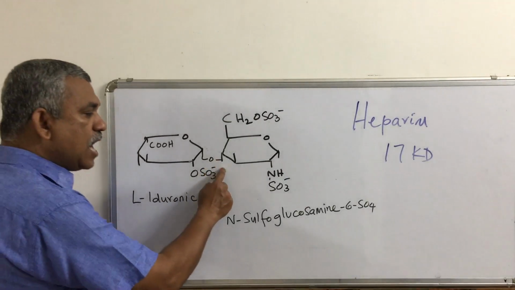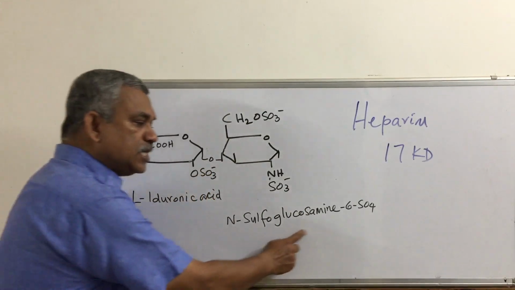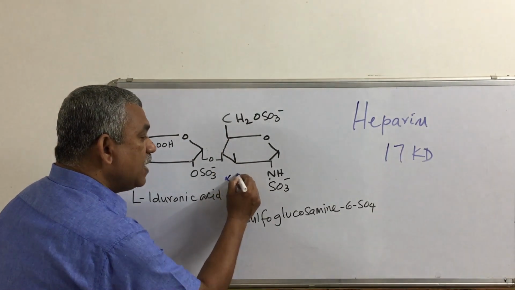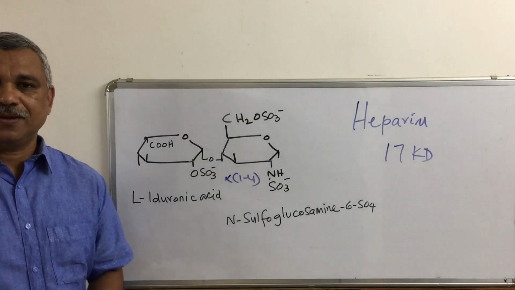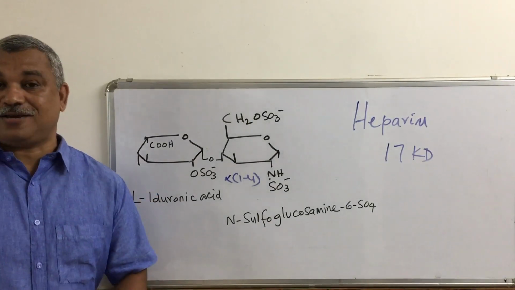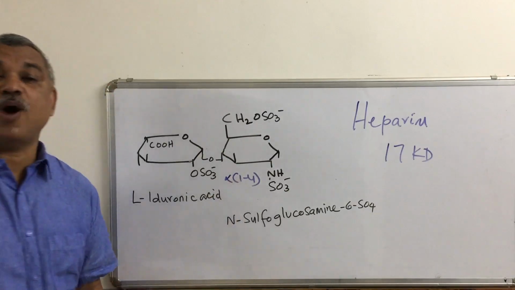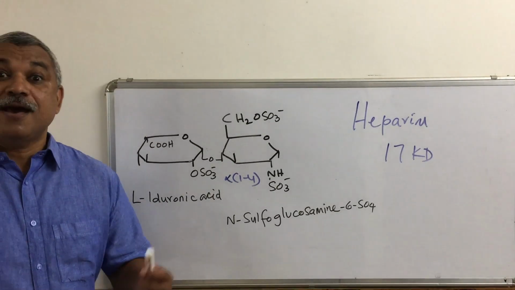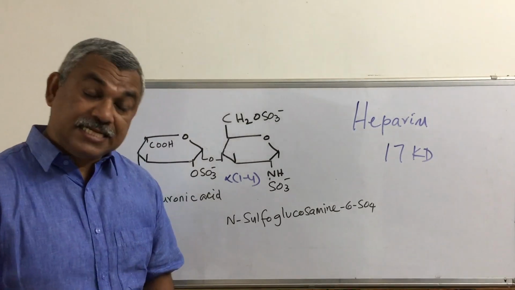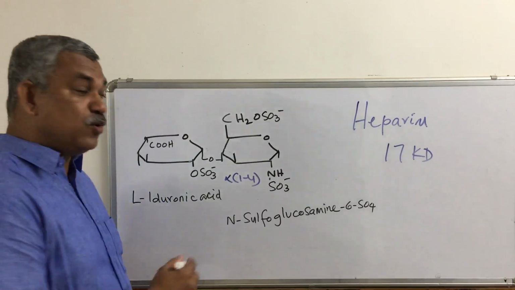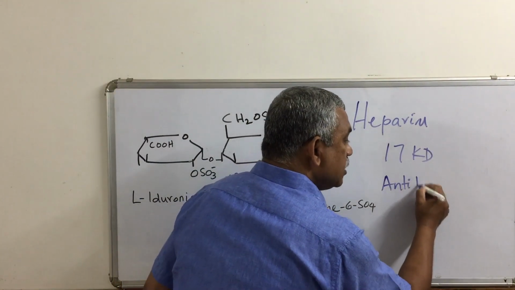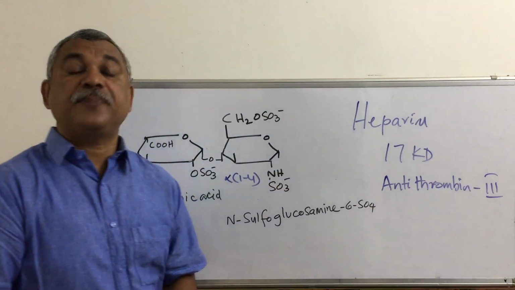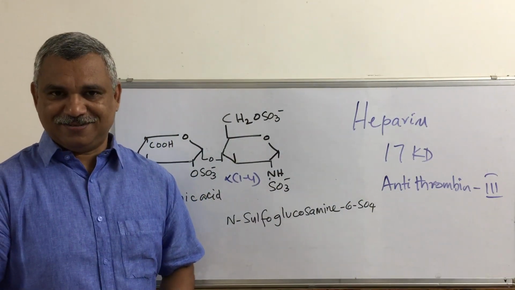Also observe that the kind of linkage which will connect iduronic acid with the N-sulfoglucosamine 6-sulfate will be alpha 1,4 linkage. So therefore this is also a very unique glycosaminoglycan with alpha 1,4 linkage. This is the only glycosaminoglycan with an alpha 1,4 linkage that has been identified so far. As I said, this will act as an anticoagulant that will bind with the antithrombin number 3, and it will prevent coagulation of blood.